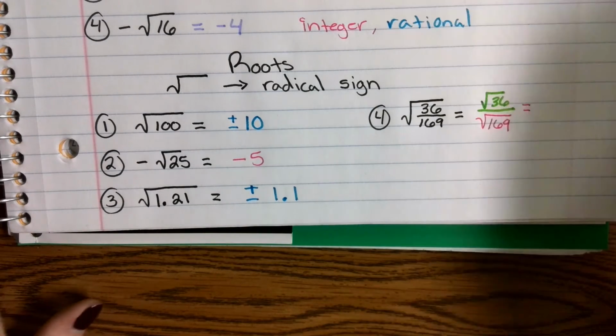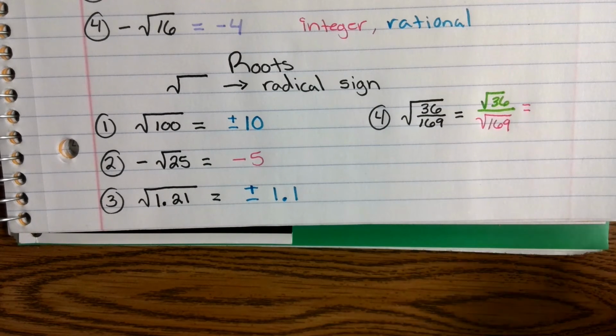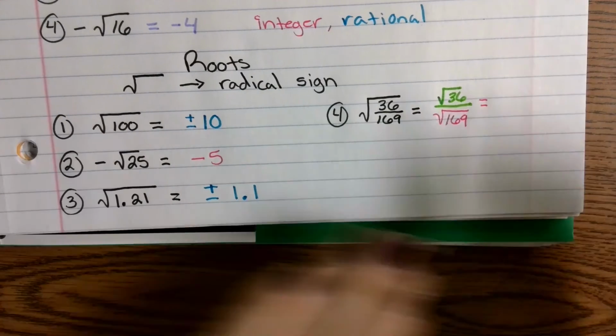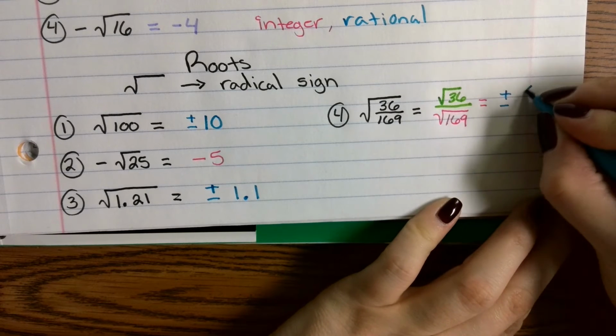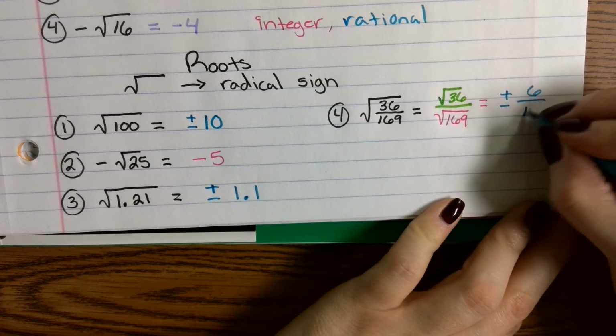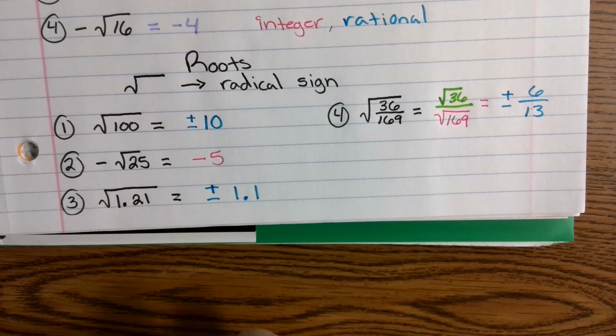And again, positive and negatives, it could be either or. So I would put a plus or a minus. Square root of 36 is going to be a 6. Square root of 169 is going to be a 13. So it's a plus or a minus 6 over 13.